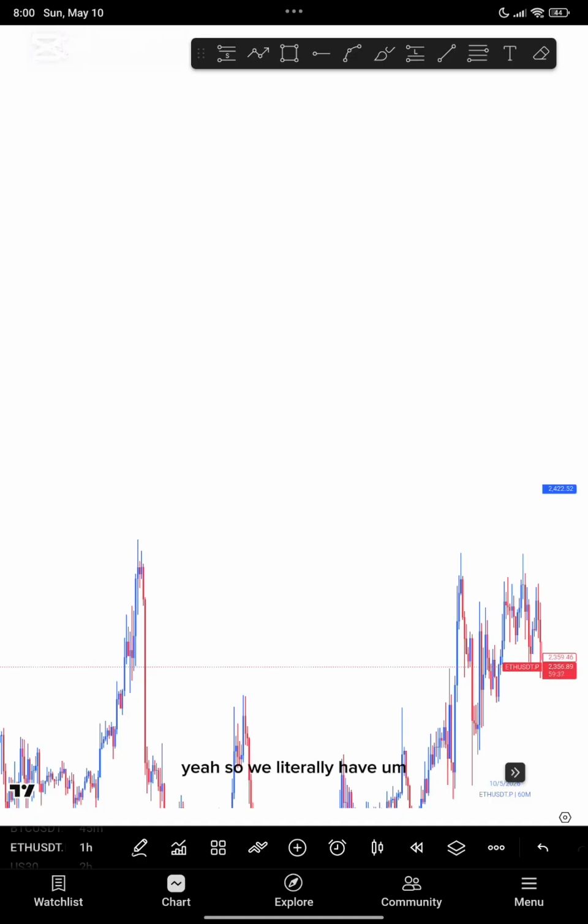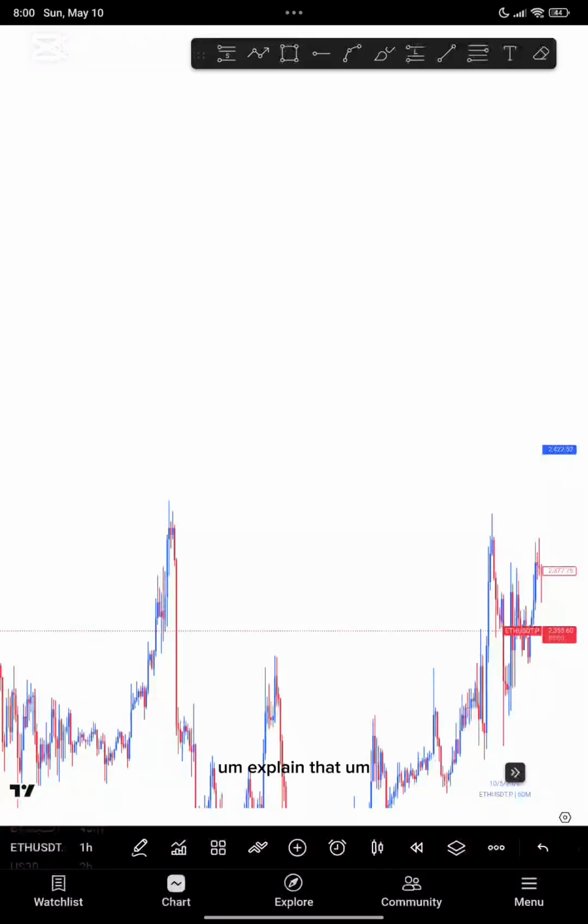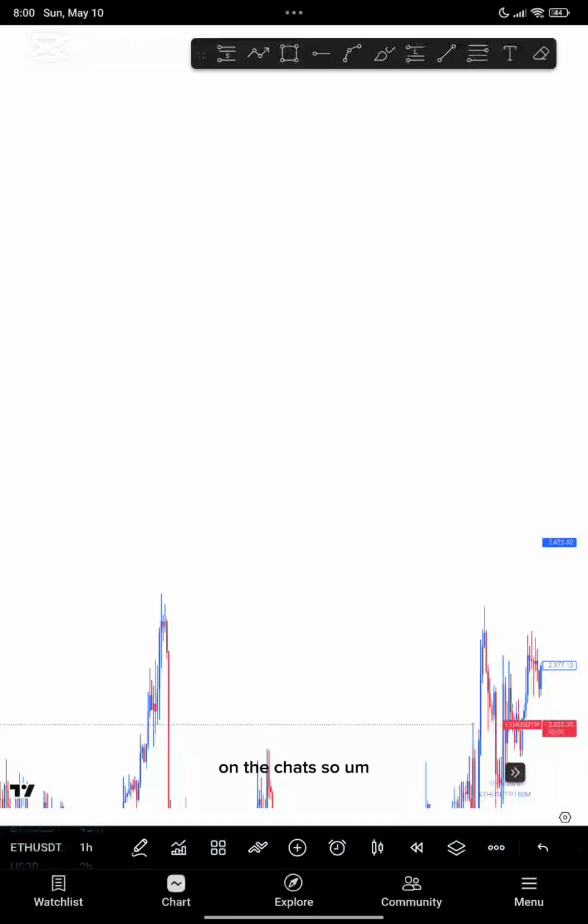So we literally have types of DOL here. We have the short-term draw on liquidity, which helps you identify where a retracement tends to start, and then the long-term draw on liquidity, which is the major mover and expansion. It helps you see where price is heading on the bigger picture. Let me quickly explain that on the chart.